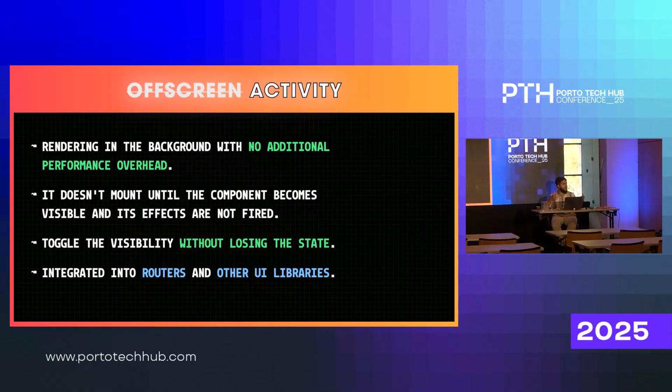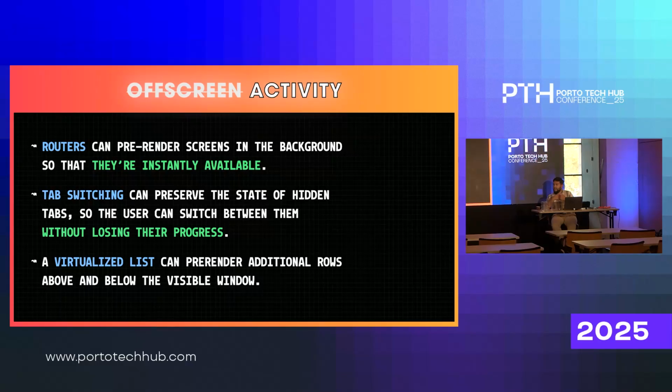Basically the way it works is it doesn't mount until the component becomes visible and effects are not fired. So this is a very convenient way of toggling visibility without losing the state. And there are just so many use cases one can think of. Like routers, they can pre-render entire screens in the background so that when you navigate to them, they're instantly available. Or a virtualized list, like we talked about virtualization. A virtualized list can pre-render additional rows above and below the visible window.